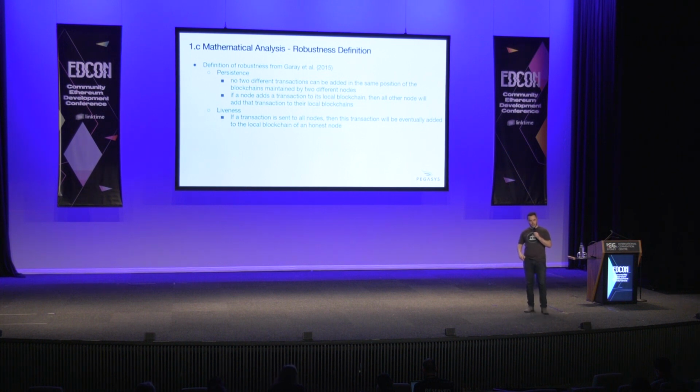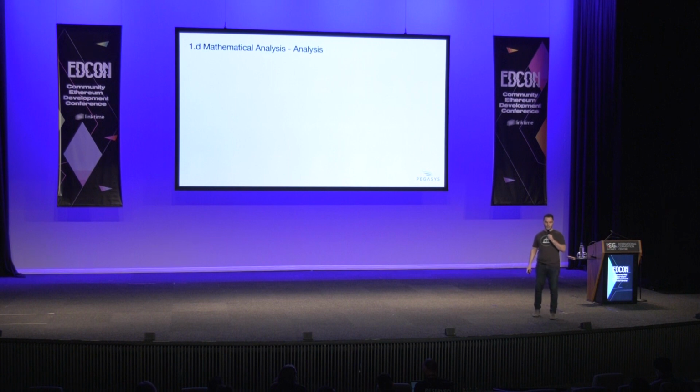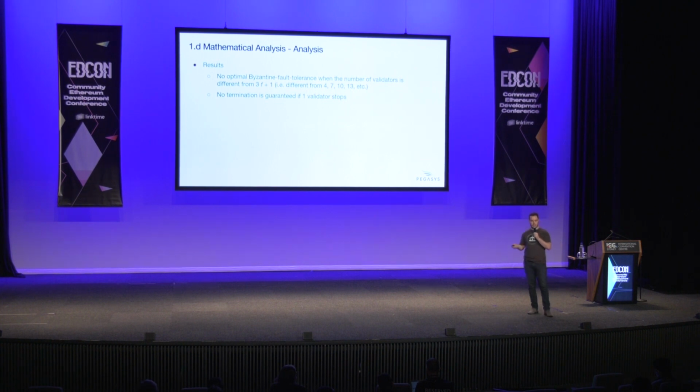So, armed with our system model and robustness definition, we can proceed to the analysis. We did, and we discovered two interesting results. The first one is that there is no optimal Byzantine fault tolerance. The protocol doesn't guarantee optimal Byzantine fault tolerance, especially for a network of size different from 3f+1, so different from 4, 7, 10, 13.